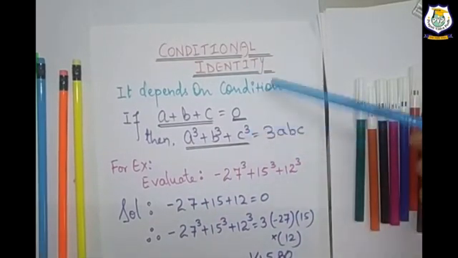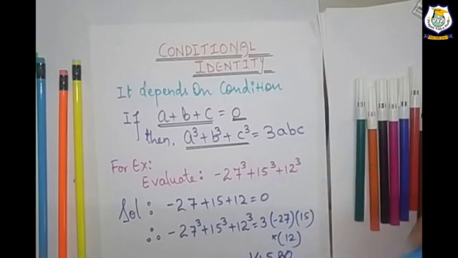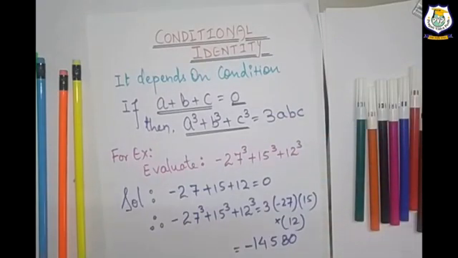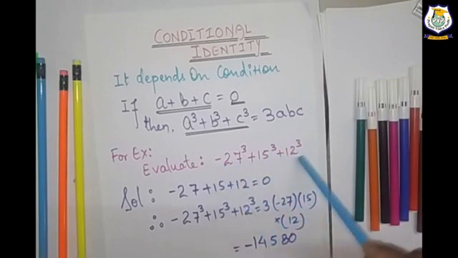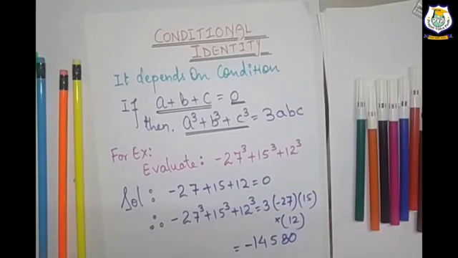Now I am elaborating this identity with the help of an example. Have a look. Suppose there is a question in which we have to evaluate, we have to find the value of minus 27 cube plus 15 cube plus 12 cube. So first of all, most of the students panic when they see these kinds of terms. Minus 27 cube, 15 cube, 12 cube. The cubes of all the three terms are quite big. And most of the students panic and make a mistake.